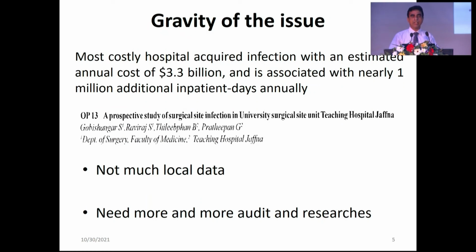We should understand the gravity. Actually, it is the most costly hospital-acquired infection with an estimated annual cost of $3.3 billion American dollars, and is associated with nearly 1 million additional inpatient days annually. But in our setup, there was a study done a couple of years back in this region and presented in the JMA as well. Otherwise, there are no promising data in this region. Therefore, we need to do more audits and research to set up preventive measures in our region.